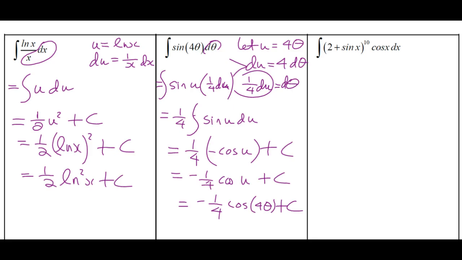2 plus sine x to the 10th, cos x. All right, so is the cos x going to give us a 2 plus sine x to the 10th? Not likely, right? But 2 plus sine x to the 10th, we will get a cos x out of it, right? Because it'll come out as the inside function. So what's u? 2 plus sine x. Yeah, so let u equal 2 plus sine x, to make the function u possible.